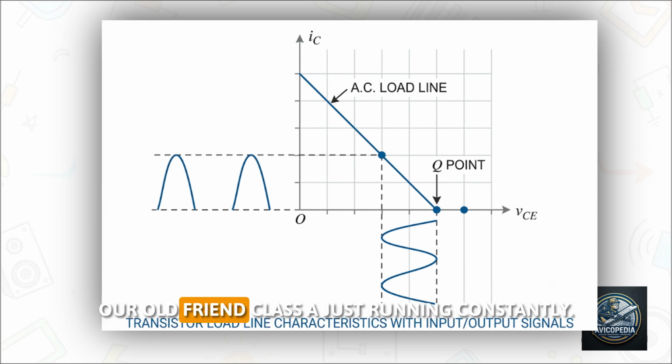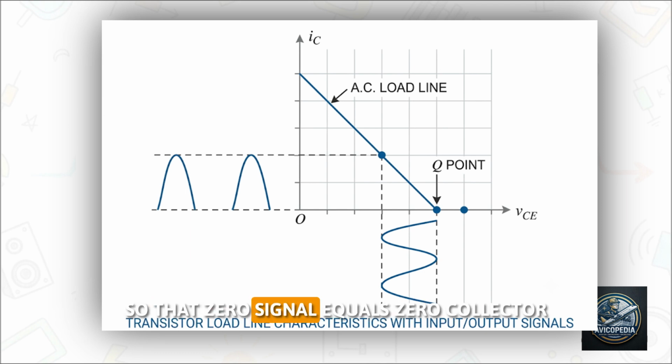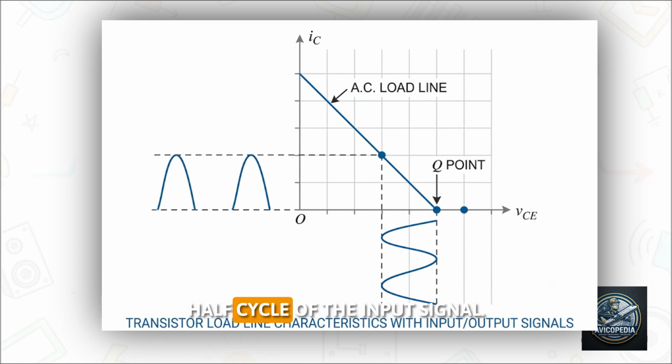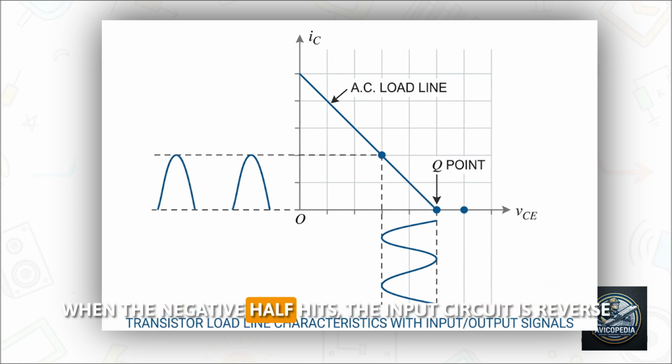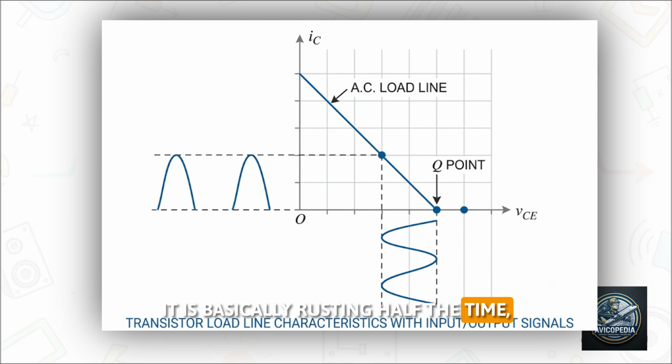Over on the left, here's our old friend Class A, just running constantly. But on the right, we have Class B. Now, in Class B, the transistor is biased so that zero signal equals zero collector current. Current only flows during the positive half cycle of the input signal. When the negative half hits, the input circuit is reverse biased, and the current completely stops. It is basically resting half the time, which saves a massive amount of power.